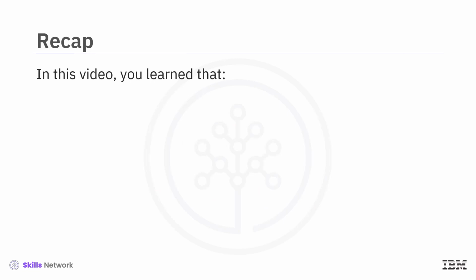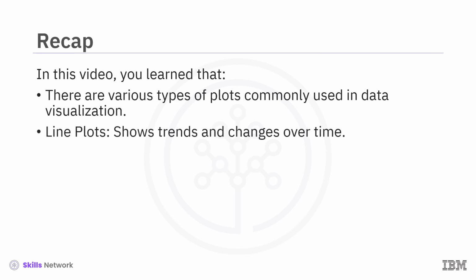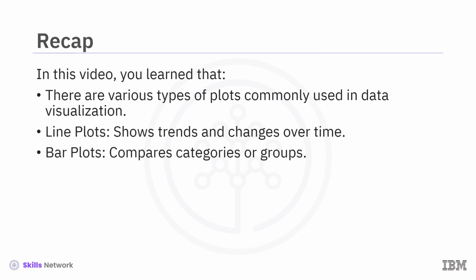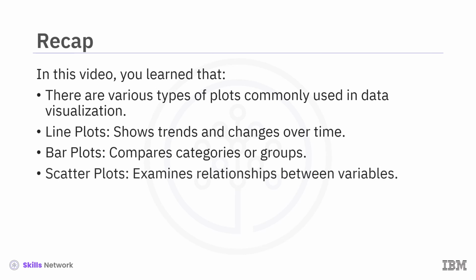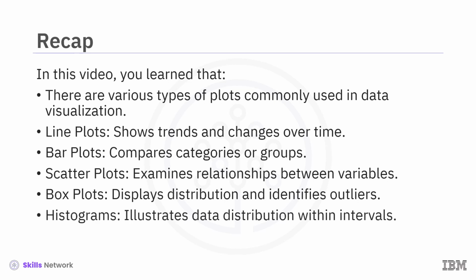In this video, you learned that there are various types of plots commonly used in data visualization. Line plots capture trends and changes over time, allowing us to see patterns and fluctuations. Bar plots compare categories or groups, providing a visual comparison of their values. Scatter plots explore relationships between variables, helping us identify correlations or trends. Box plots display the distribution of data, showcasing the median, quartiles, and outliers. Histograms illustrate the distribution of data within specific intervals, allowing us to understand its shape and concentration.